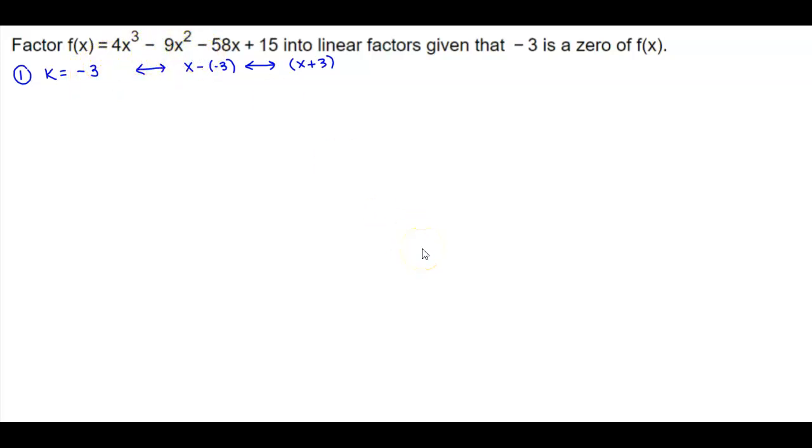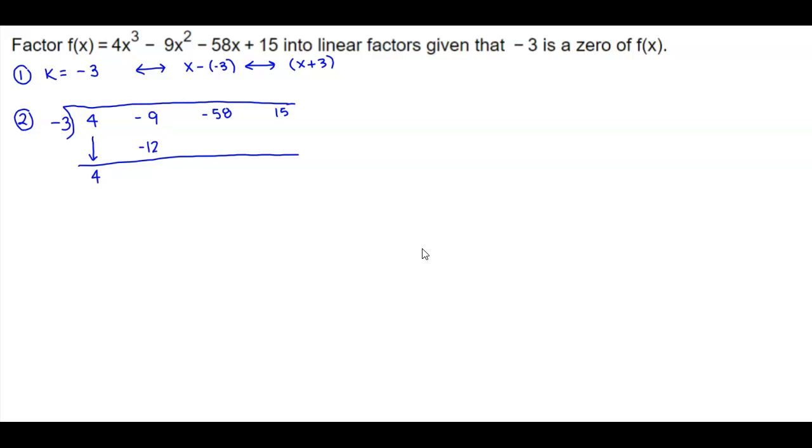So the second step is to do the following. We're going to use synthetic division, so we know that k is negative 3. And then we're going to put in the coefficients of each term. So we have 4, negative 9, negative 58, and then 15. Okay, so the first thing we're going to do is bring down the value of 4. And negative 3 times 4 is going to give us negative 12. Okay, and negative 9 minus 12 gives us negative 21.